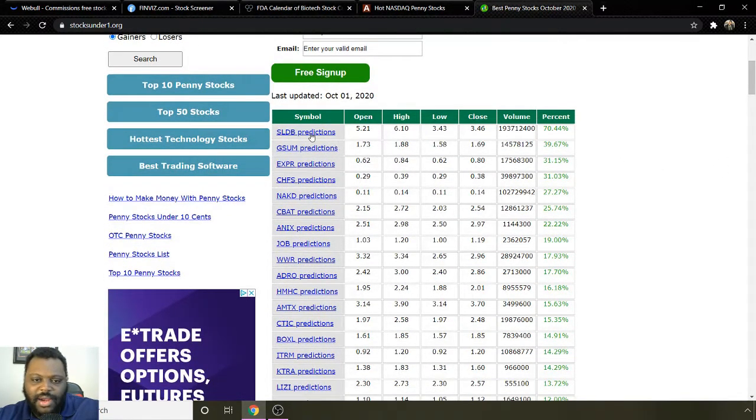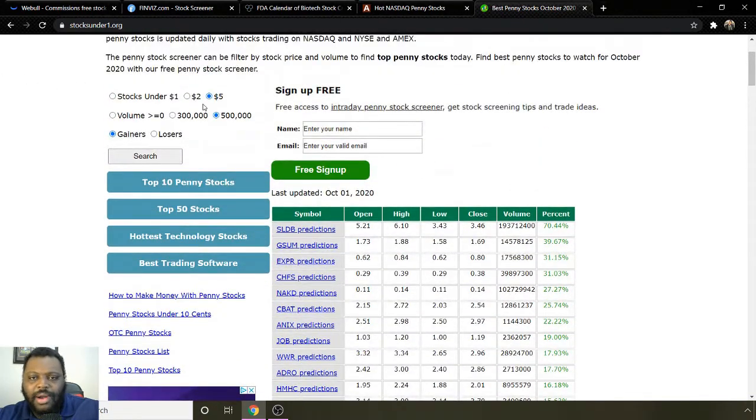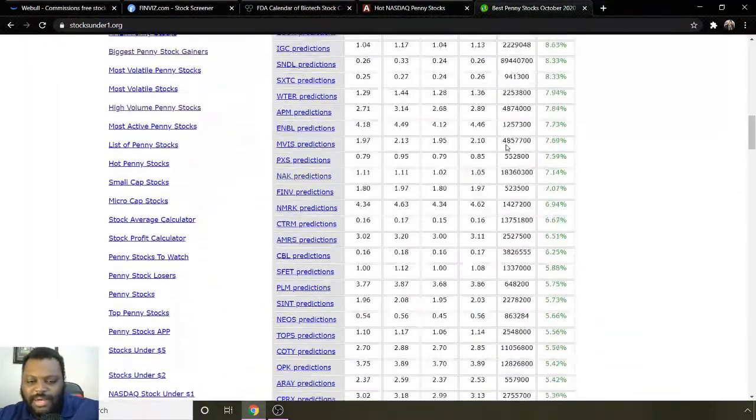If we look on here, SLDB is on here as well. GSUM is on here as well. So you can compare the two side by side to see, okay, these are on both of these websites. This is the percent change on both of those. But this one actually lets you filter a little bit more than the hot NASDAQ penny stocks one does. So it gives you a little bit more freedom.